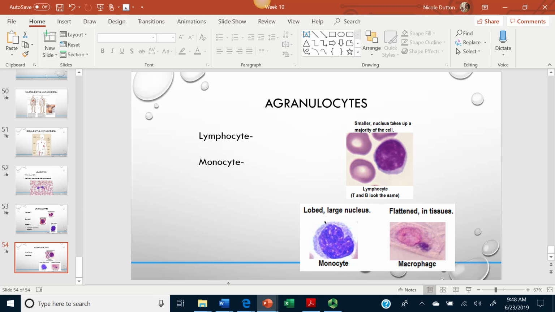Monocytes and macrophages are kind of the same cell. Monocytes are in circulation, macrophages are in your tissues. There are a lot of different names for macrophages depending on what tissue you're going to find them in. For example, there are Kupffer cells, which are in the liver, and so forth. So there are different names for a macrophage depending on where you find them in the body.